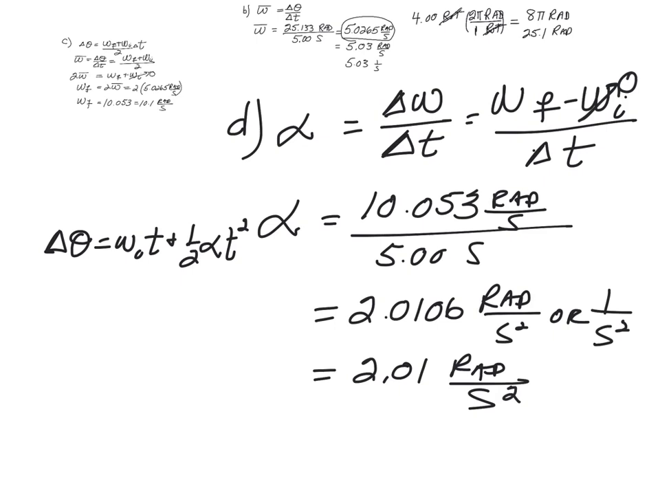But usually we use this when we don't know omega final, right? Since omega initial is 0, that cancels, and when you do the algebra, you get alpha equals 2 times the angular displacement over the total time squared. So that's another way of doing it.